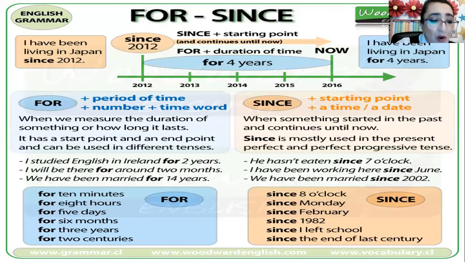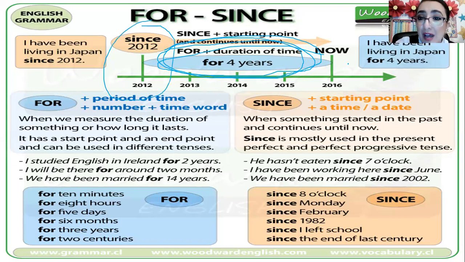For is going to be this part that I have here. This is for, es todo lo que duró. Since, es desde donde empezó hasta su continuación.